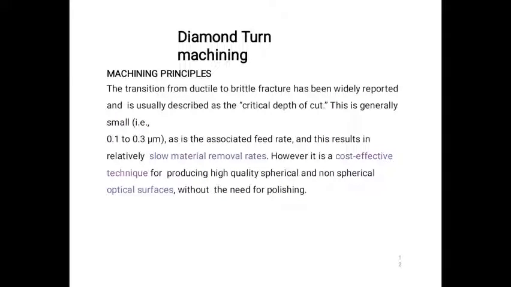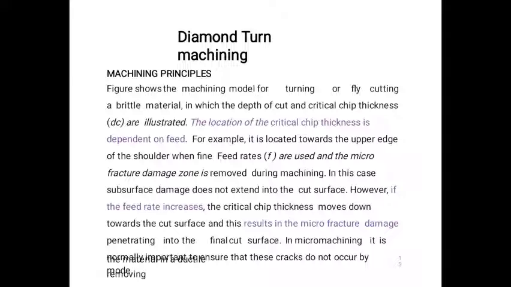Next, the critical depth of cut is generally small, from 0.1 to 0.3 micrometer. It is also associated with the feed rate, resulting in a slow material removal rate. However, it is a cost-effective technique for producing high-quality spherical and non-spherical optical surfaces without the need for polishing. And next is turning or fly cutting of a brittle material in which the depth of cut is the critical chip thickness, that is nothing but Dc. Now the location of the critical chip thickness depends on the feed.